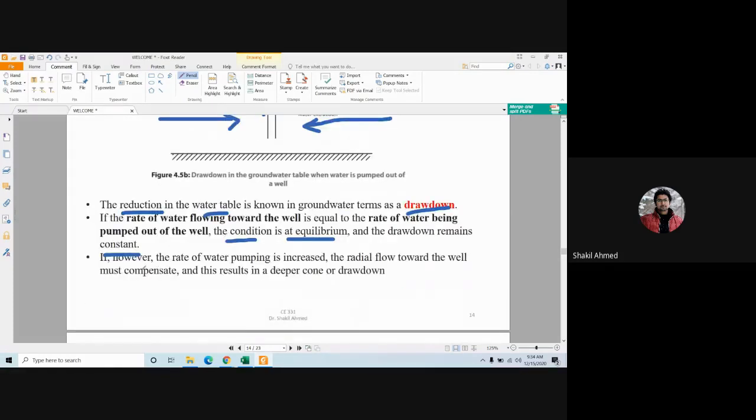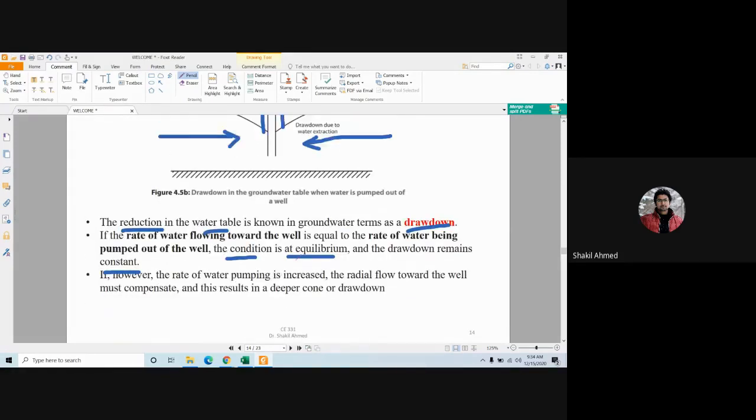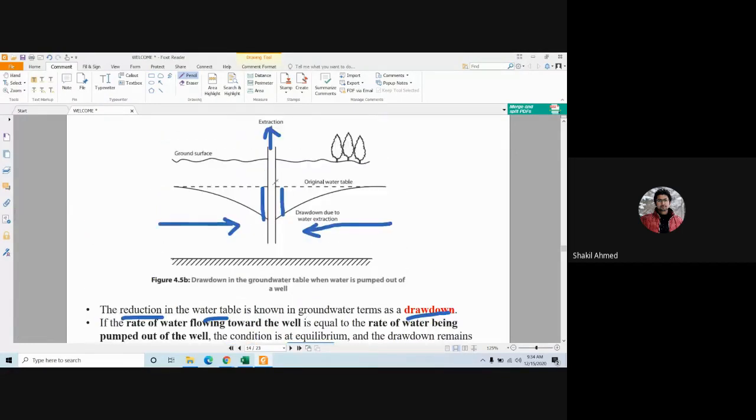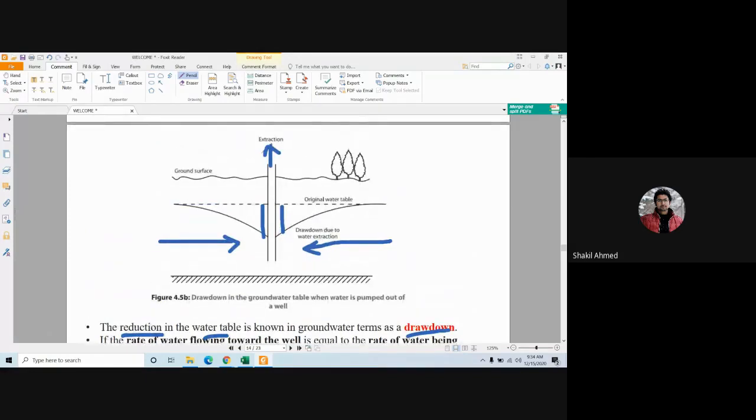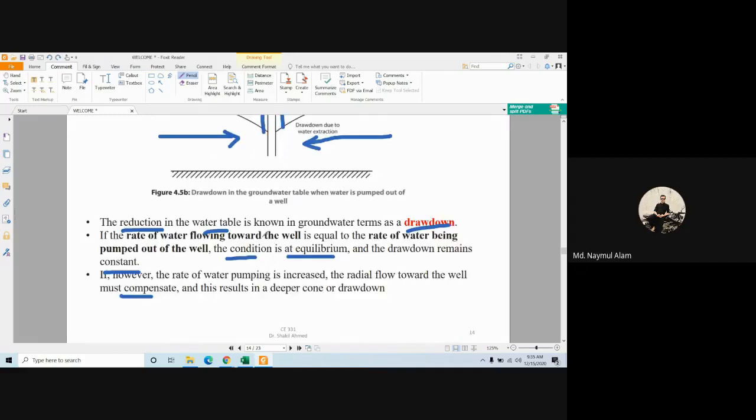Now, if, however, the rate of pumping is increased, the radial flow toward the well must compensate and therefore results in a deeper cone or drawdown. So, in that case, if this rate of extraction is higher than the flow of water towards the well, then this water level will further go down.